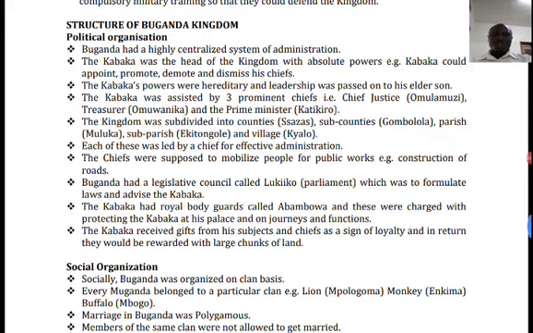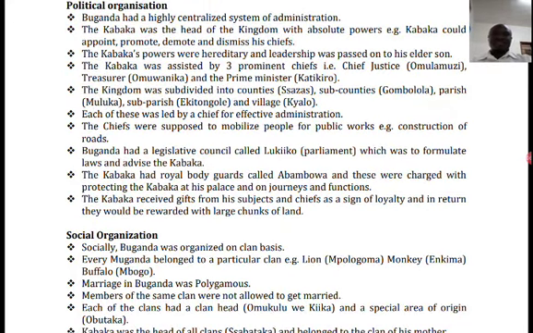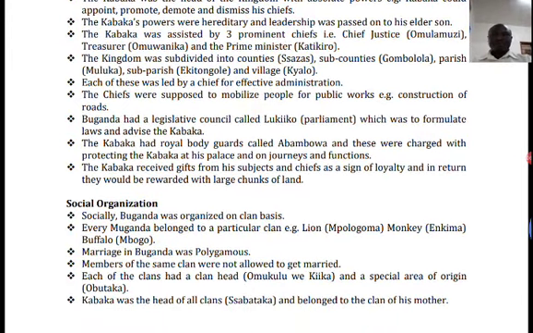The Kingdom of Buganda was also subdivided into counties. The counties were the Saza, quite big. Then the Saza was subdivided into sub-counties, which we call Gombolola, parishes, Muluka, sub-parishes, Ebitongole, up to the village level, Ebyalo. Each of these was led by a chief who was appointed by the Kabaka. Let us state the role of these chiefs.